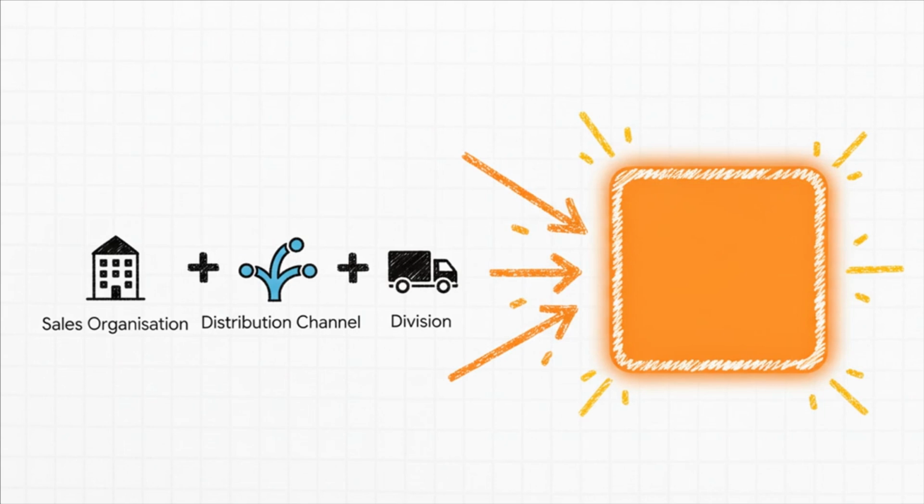And here's the absolute key. You need all 3 of those things working together. This unique combination, sales org, distribution channel, and division creates what SAP calls a sales area. Think of it like a special key. A sales order can only go through the system if it has the right key, a valid, predefined sales area.